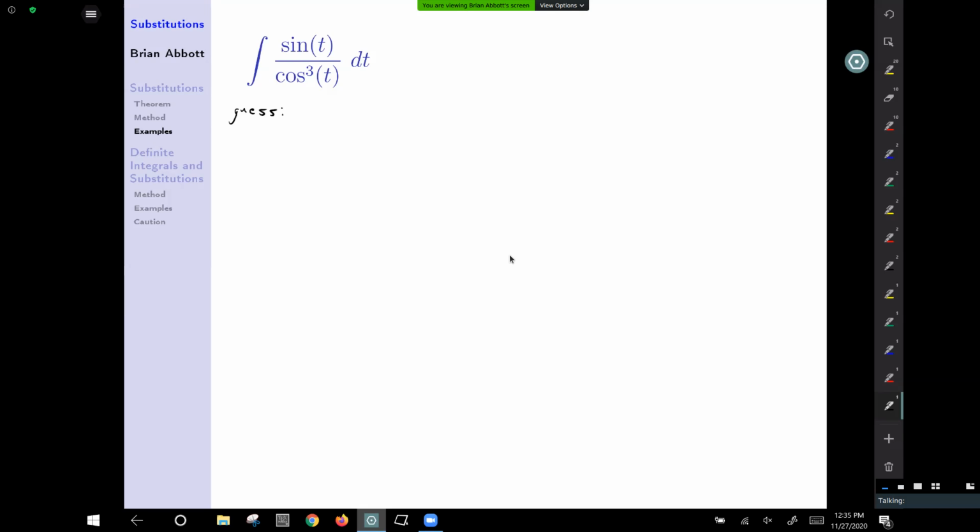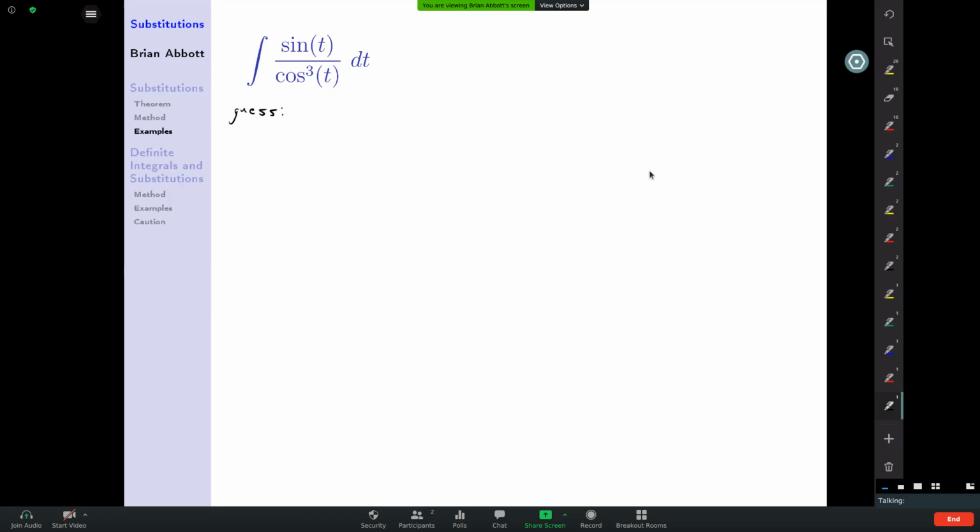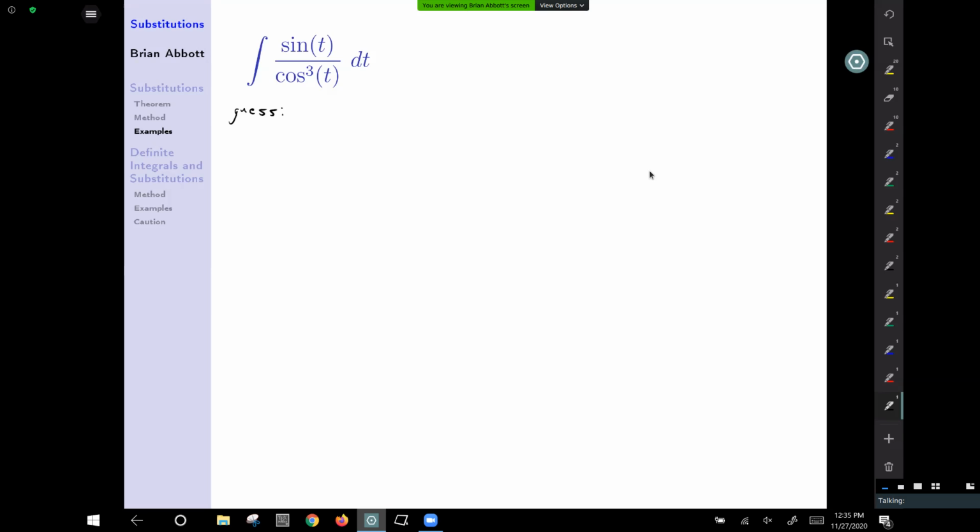I don't totally know. If you're looking at this and you can tell, hey, cosine is hidden inside of a third power, we should probably try cosine. That's very, very good intuition. I'm going to do it the wrong way. The point of this example is to show you that sometimes if you try one u and it doesn't work out, just try a different one.